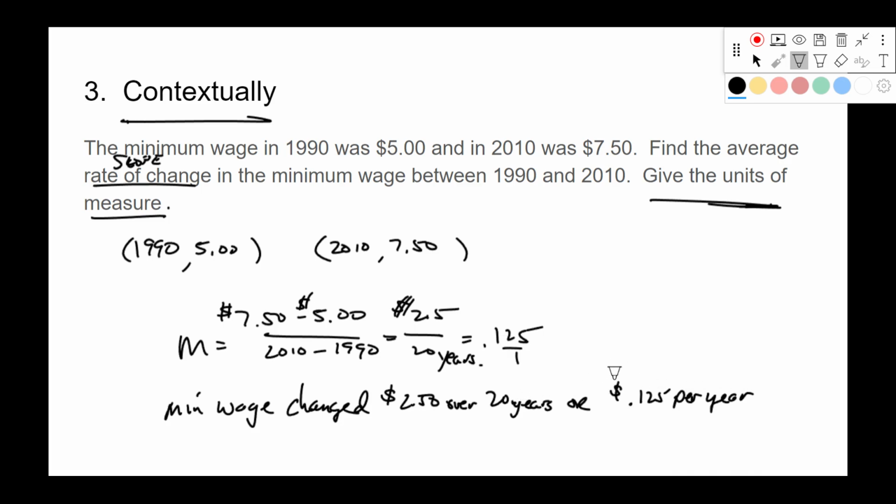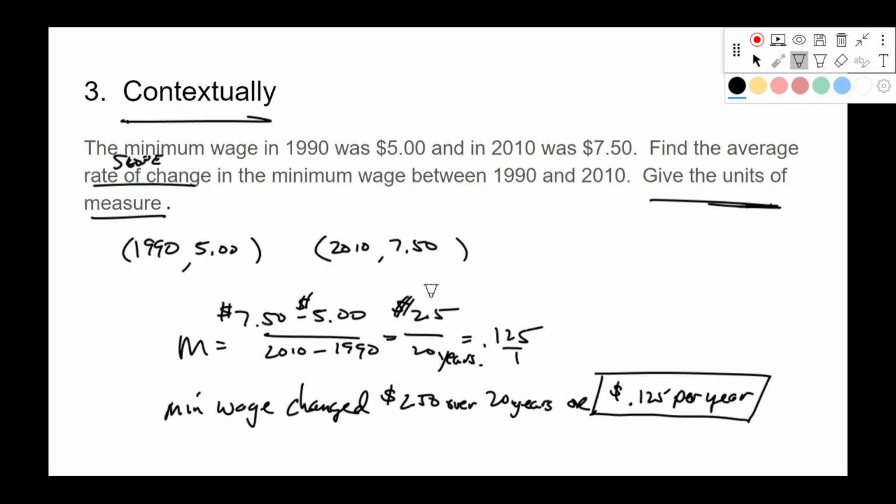So either way, this is a little more elegant. That's usually what we're looking for you to mark it down per year or per month or whatever it is, rather than over 20 years, especially if you can simplify. So it changed by 0.125 dollars per year. That's what this means, okay? That's how you get the units for average rate of change.